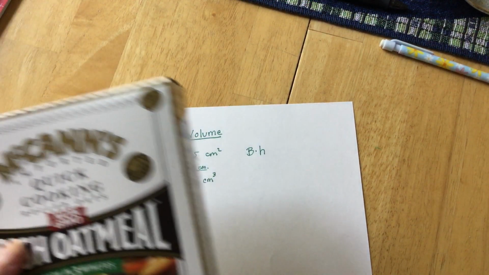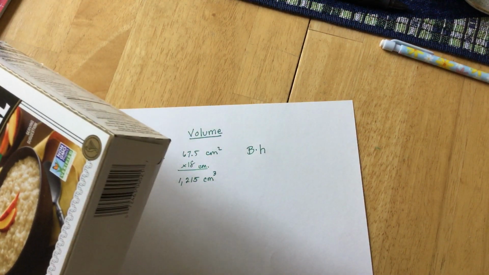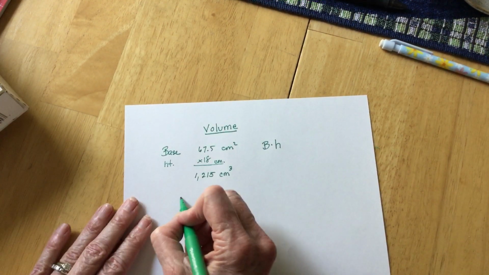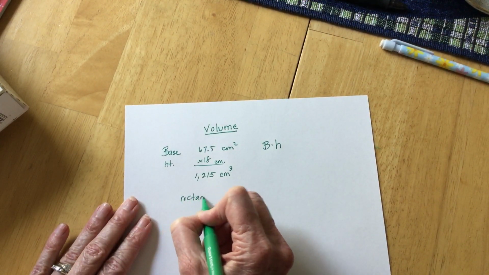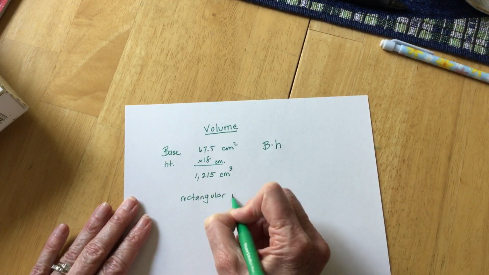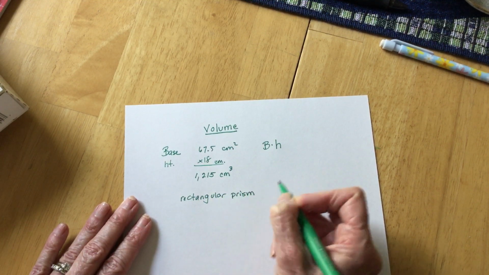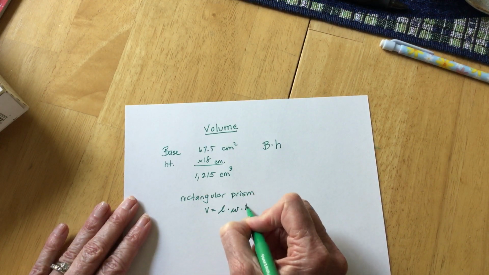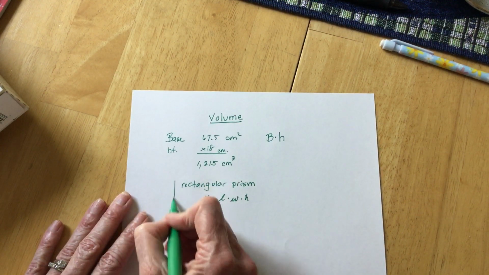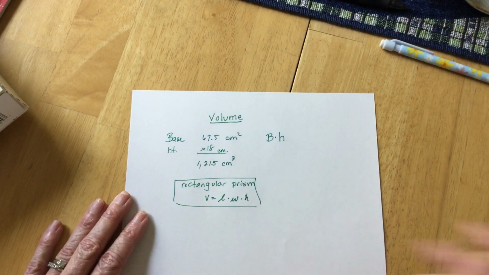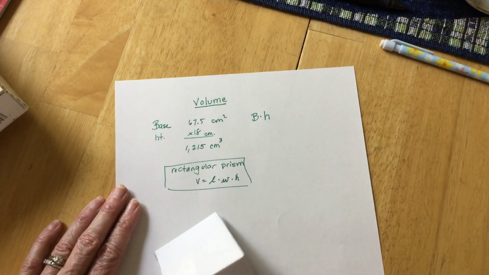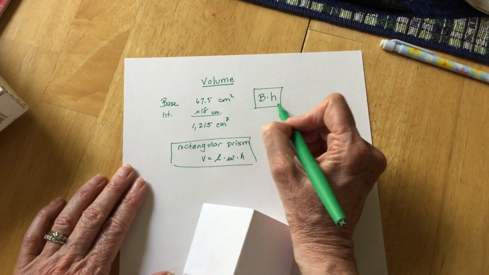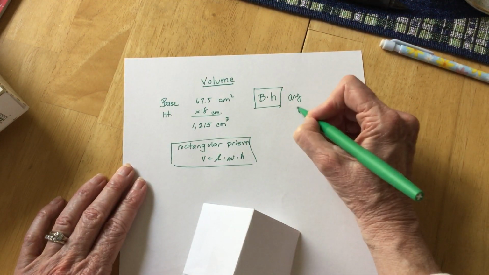In a rectangular prism, to find the area of the base was length times width. So for a rectangular prism, to find the volume, it's length times width times height. But that only works for rectangular prisms. What if you have another prism, like this prism? This formula here will work for any prism.